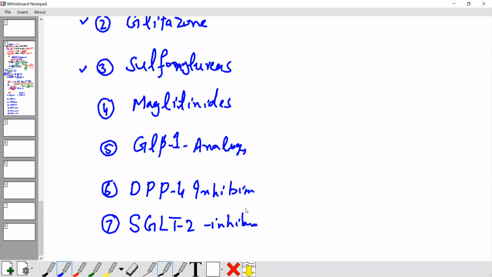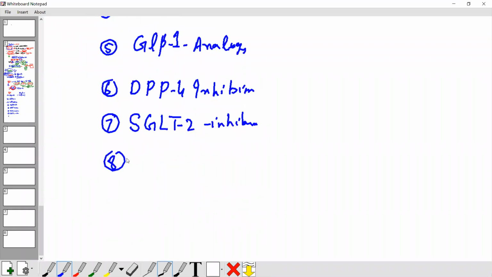Number 5, 6, 7. Here's number 8: alpha glucosidase inhibitor. Glucosidase is for digestion, so it inhibits digestion.